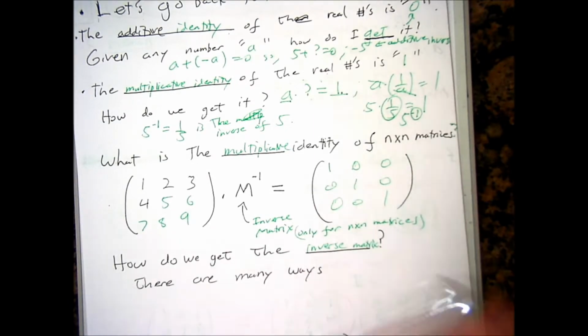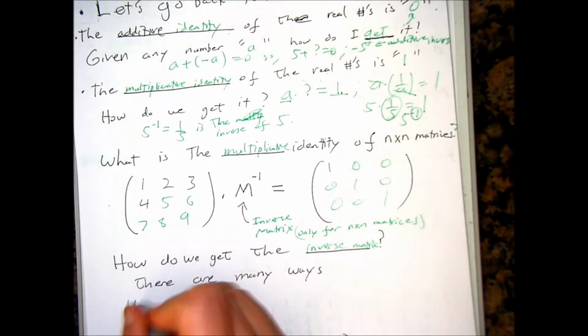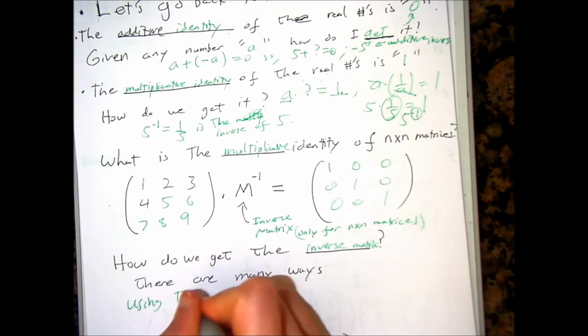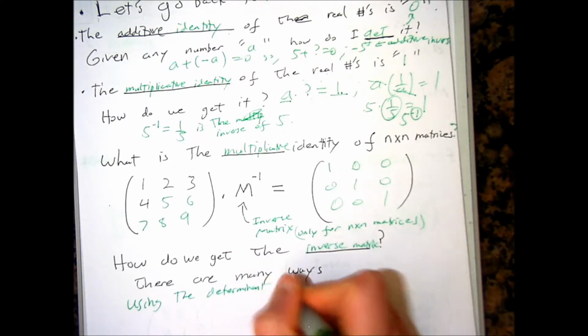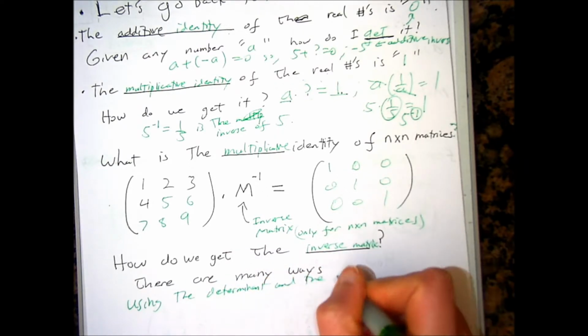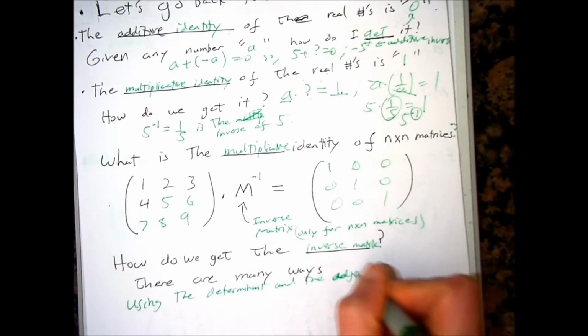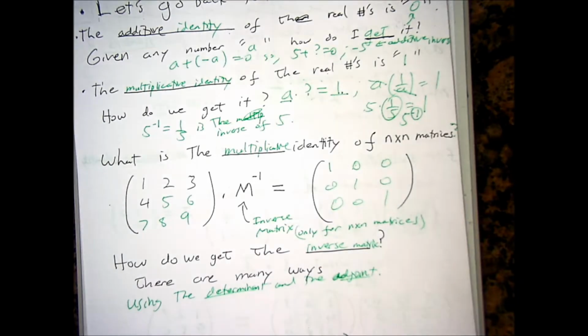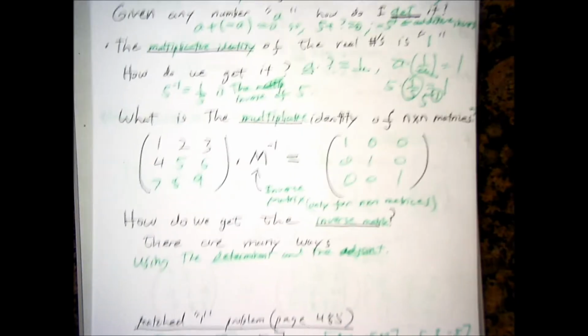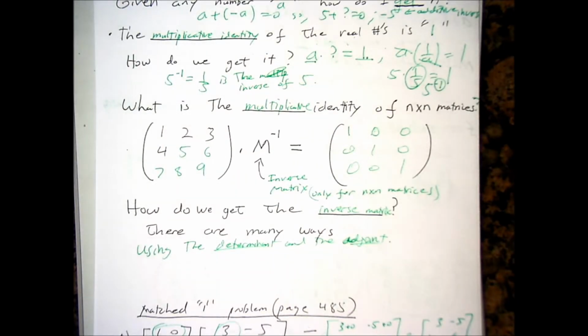One way that we'll learn later is using the determinant and something called the adjoint. We'll learn what these are later. And really, this is a fast way, as far as this course is concerned. This is fast for 2 by 2 matrices when you're doing it by hand, because the determinant's really easy to compute for 2 by 2 matrices. For 3 by 3, it becomes a little bit more involved in general.